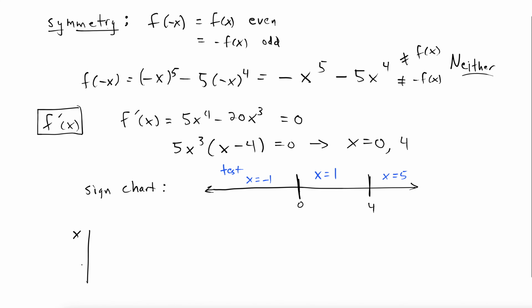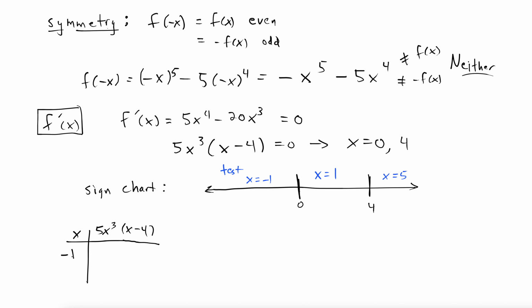Okay, so let's make a chart here. We have x, and here's our function, 5x cubed times x minus 4. And we just need to figure out if the value is positive or negative. So keep the function in its factored form, and you just do this very quickly.